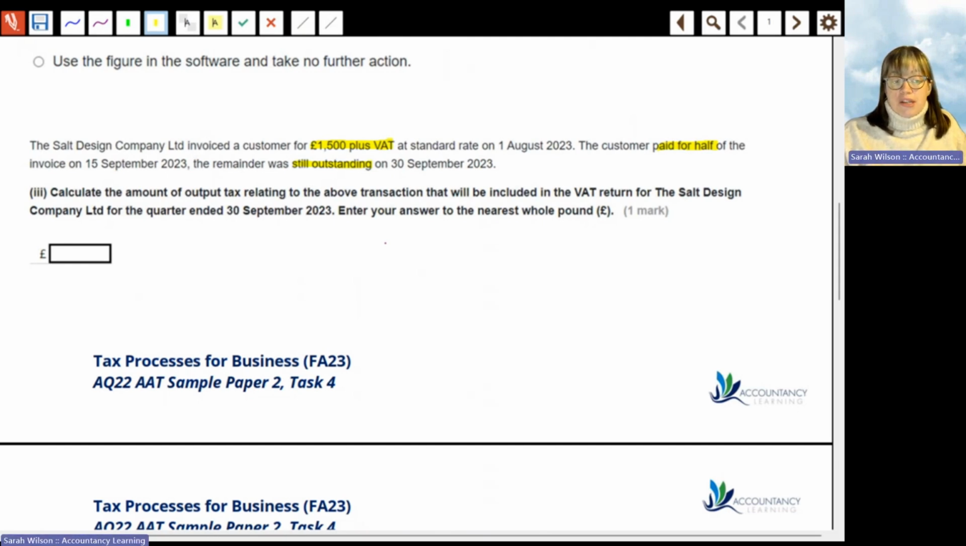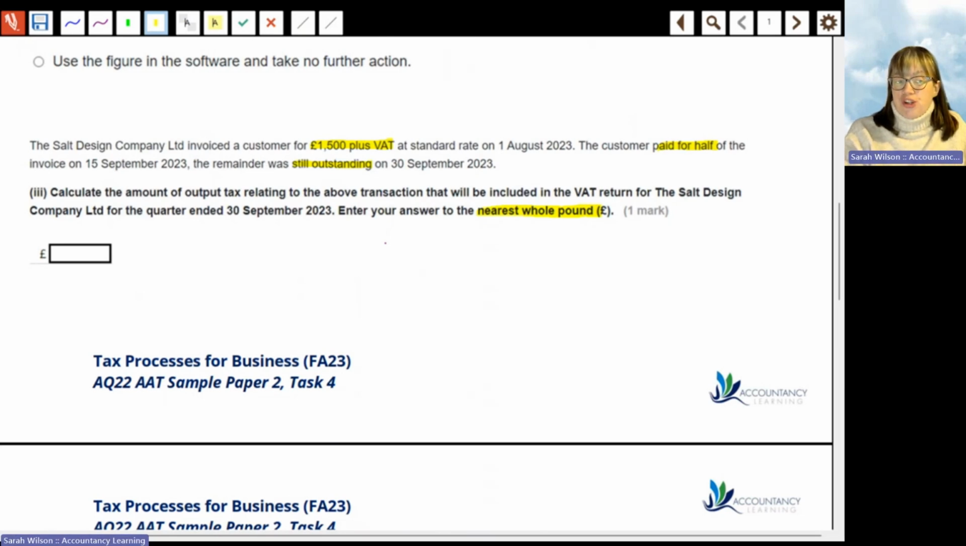The question now wants us to calculate the amount of output tax relating to the above transaction that will be included in the VAT return for the Salt Design Company Limited for the quarter ending 30th of September 2023. And we're told to enter our answer to the nearest whole pound.